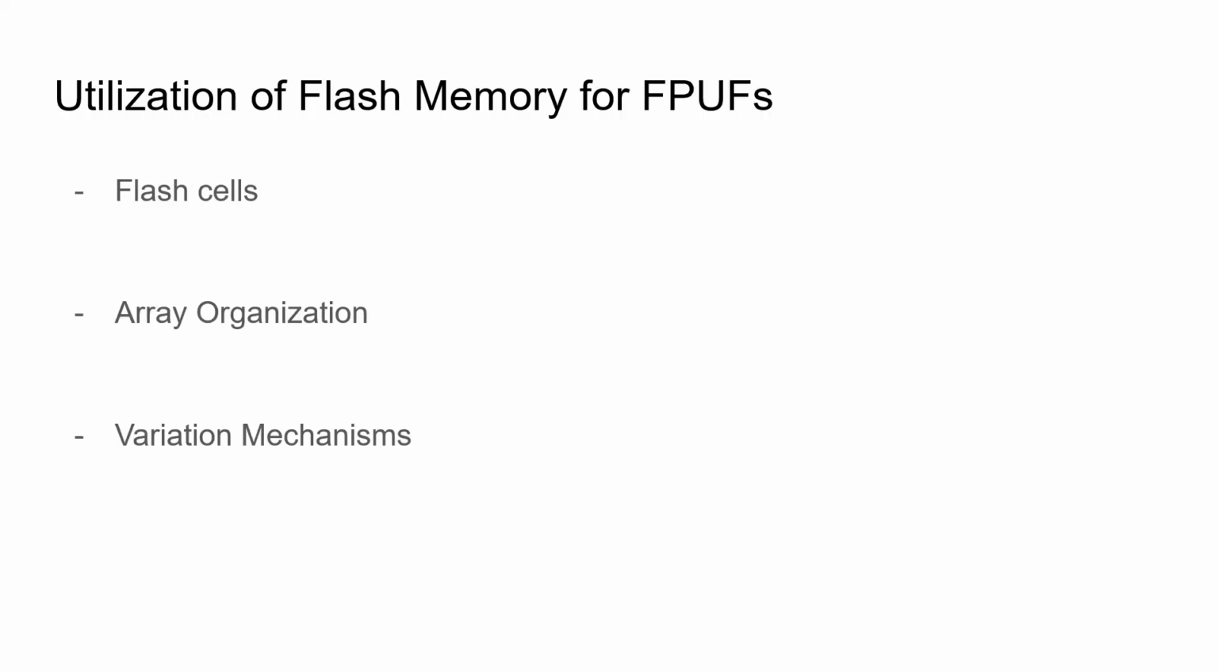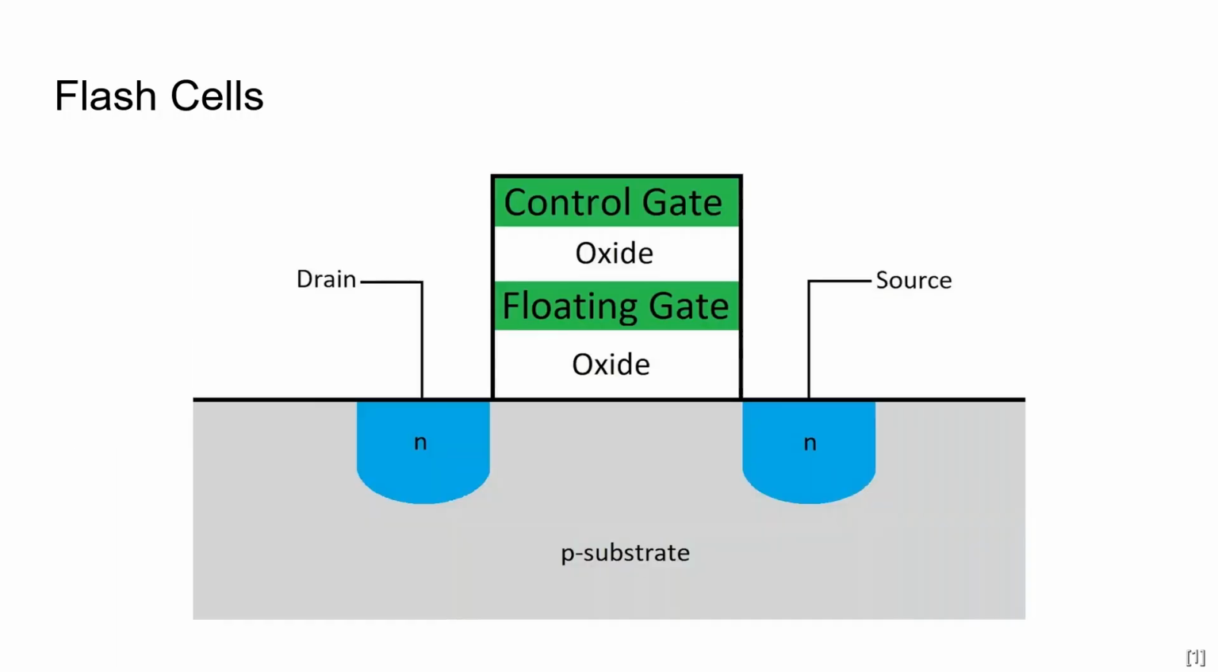In order to implement flash-based physically unclonable functions, we need to first understand the concept of flash cells, array organization in flash chips, and variation mechanisms in flash chips. Flash memory consists of flash cells, which are single floating gate transistors and store at least one bit. A flash cell, as depicted in the slide, is typically arranged in groups of between 32 and 64 in a NAND flash chain.